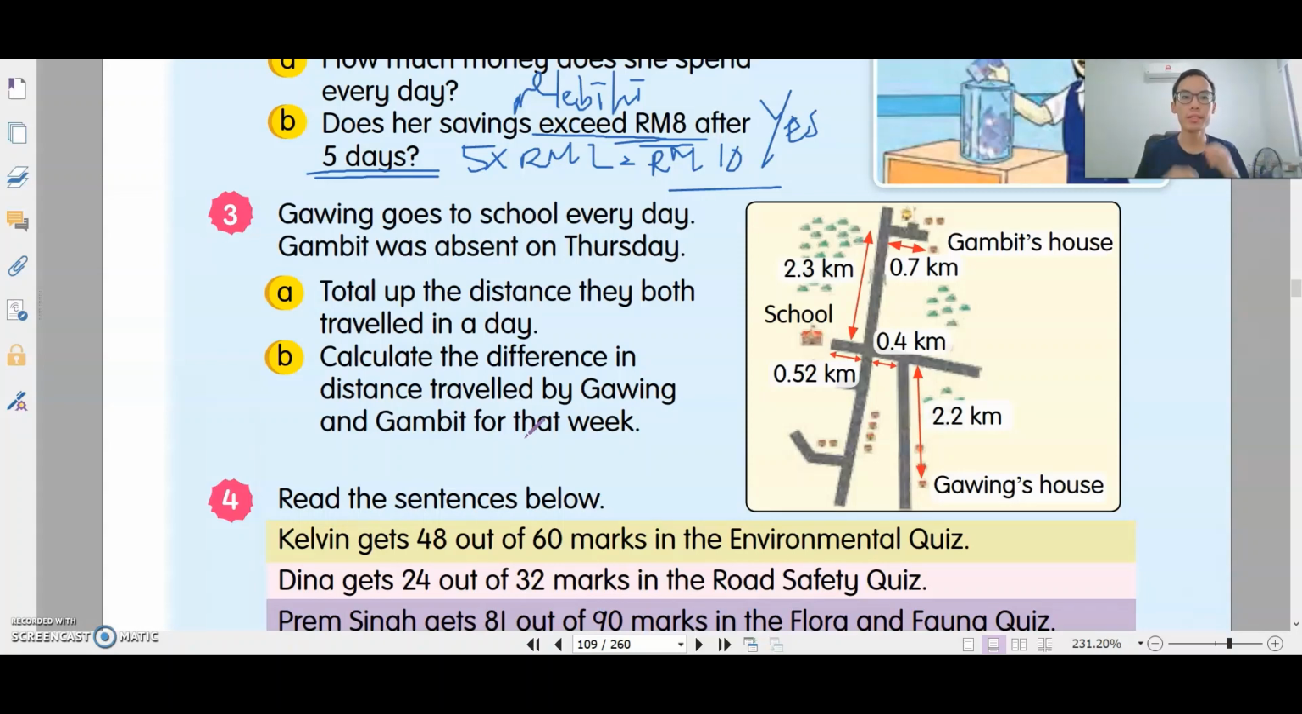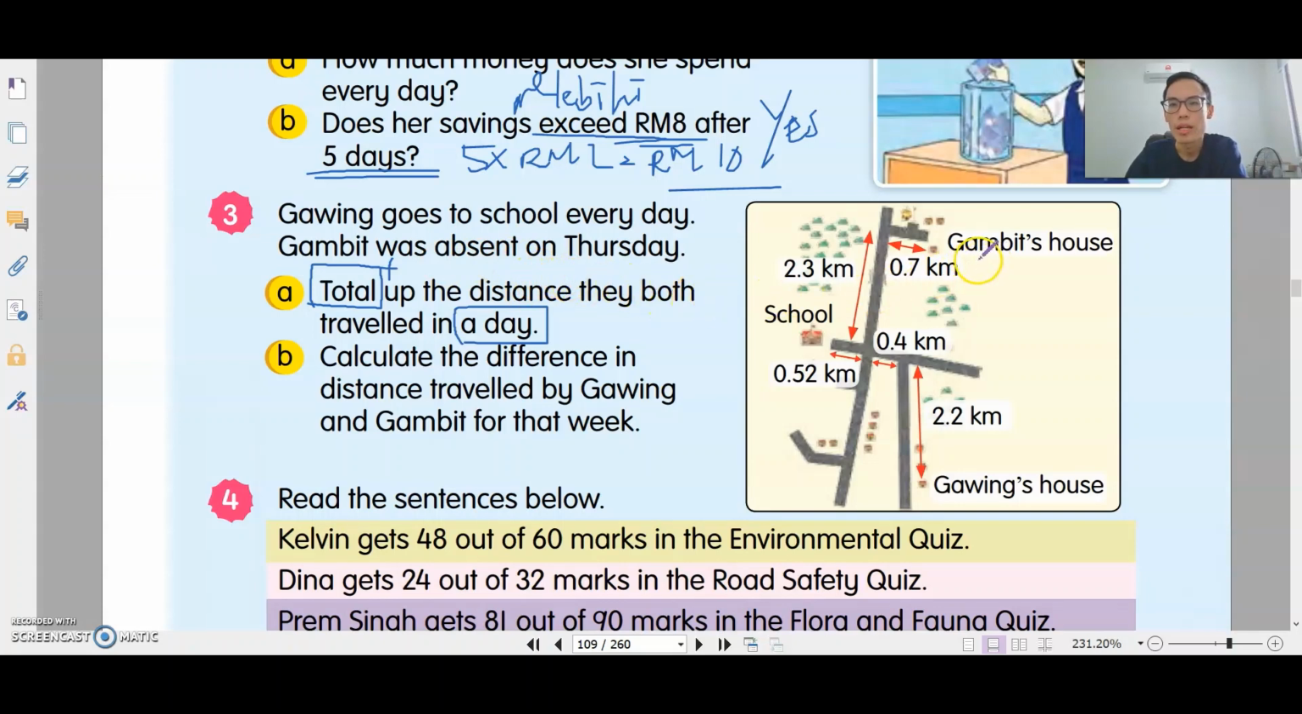Question 3. Goes to school every day. Gambit was absent on Thursday. Total up the distance they both travel in a day. The keyword is total up, that means you have to plus in 1 day.